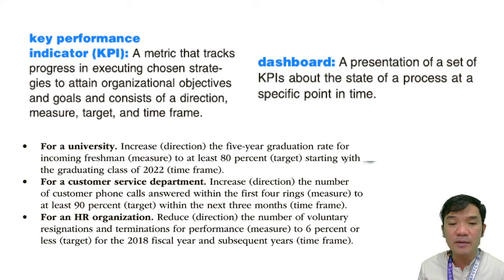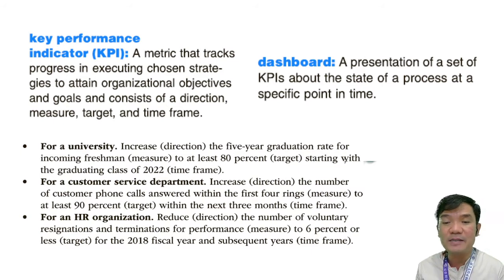Second, for a customer service department, you have to increase the number of customer phone calls answered within the first 4 weeks, because it can be measured, to at least 90% within the next 3 months. And the last example is for an HR organization: reduce the number of voluntary resignations and terminations for performance to 6% or less for the 2018 fiscal year and subsequent years. So it's very clear, but sometimes we define KPI depending on the purpose. So these are examples of KPI.